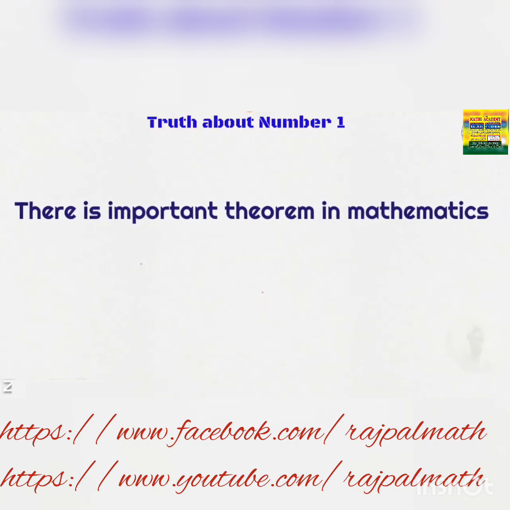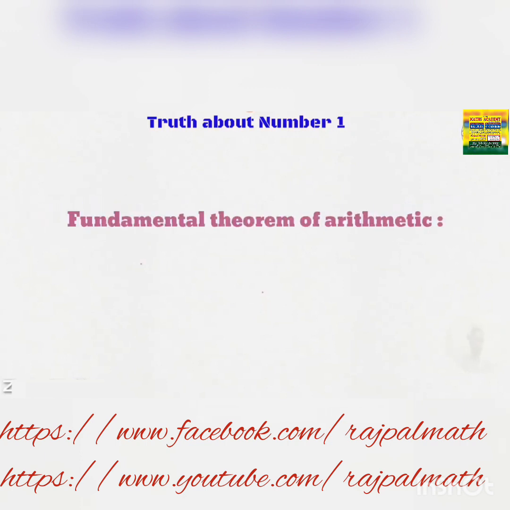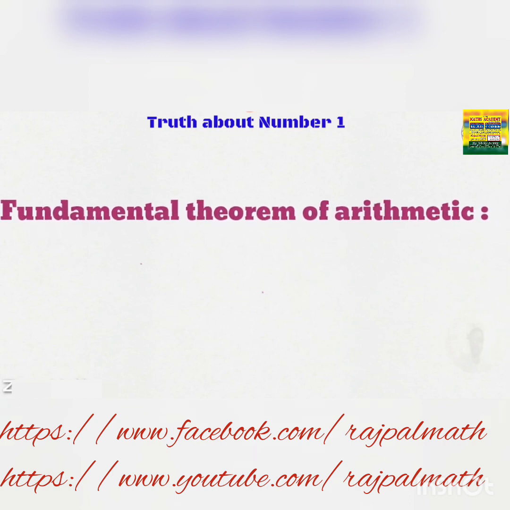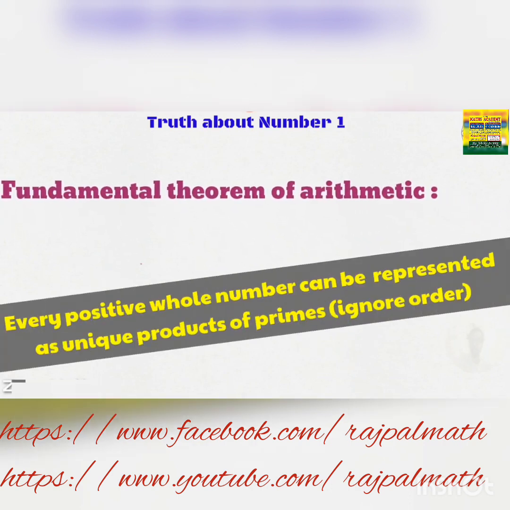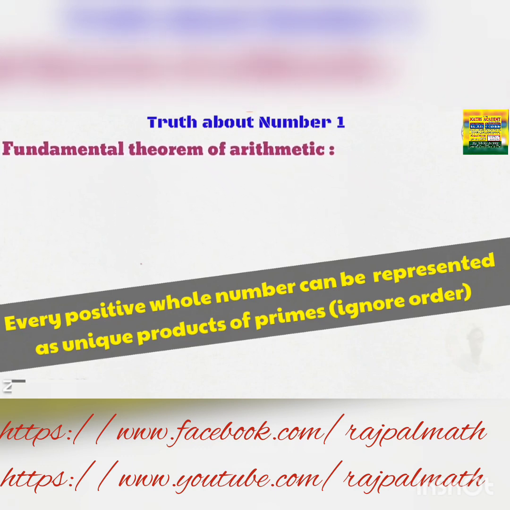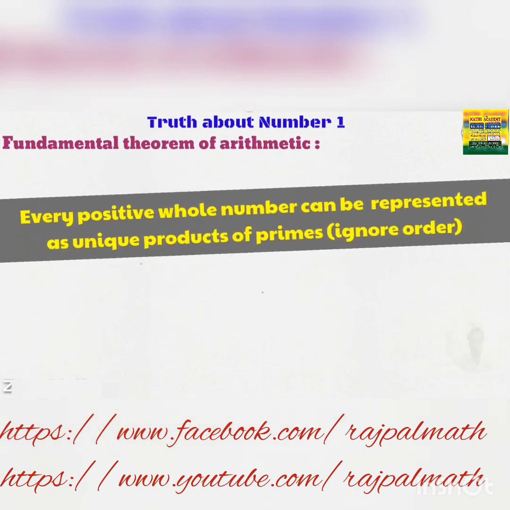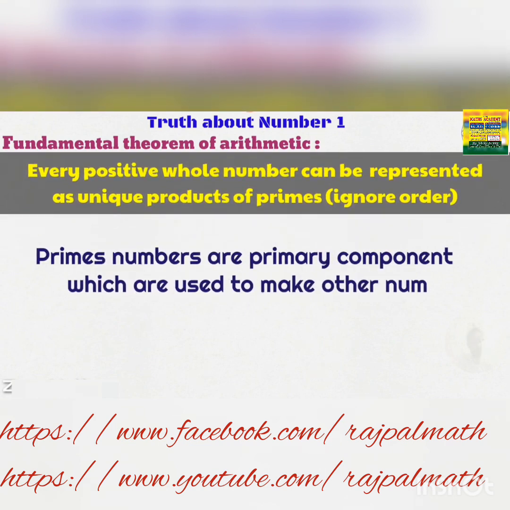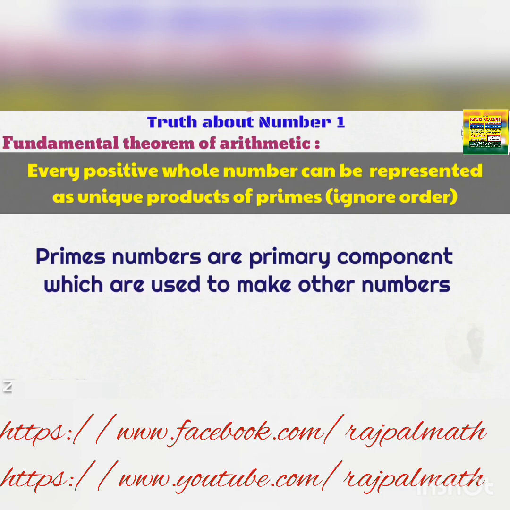Let's understand the reason why number 1 has been excluded from the prime numbers. There is a really important theorem in mathematics called the fundamental theorem of arithmetic. It states that every positive whole number can be represented as the unique product of primes. What it means is that prime numbers are the primary components which are used to make the other numbers.